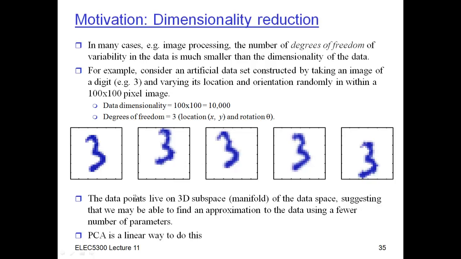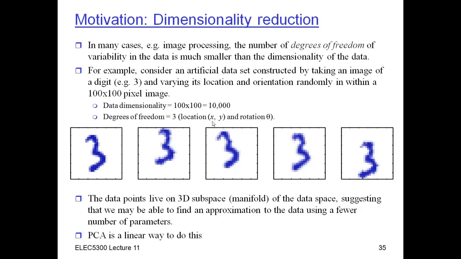And so what we say is that the data points live on a 3D subspace or a manifold of the data space. And so that just suggests that even though my data has this many dimensions, I don't really need that many dimensions to describe it. And so the question is, how can I figure that out just by looking at the data? Right? How can I figure that out automatically? And so principal component analysis is a way to do that.